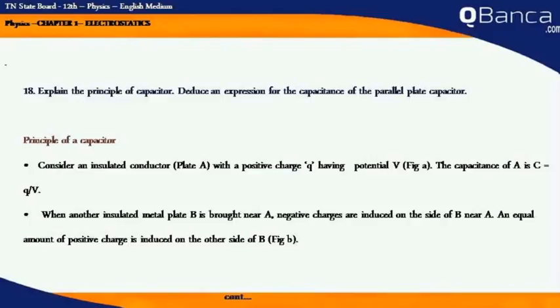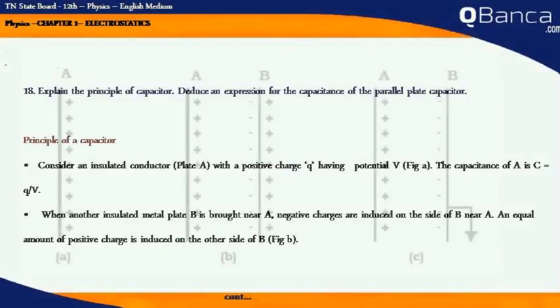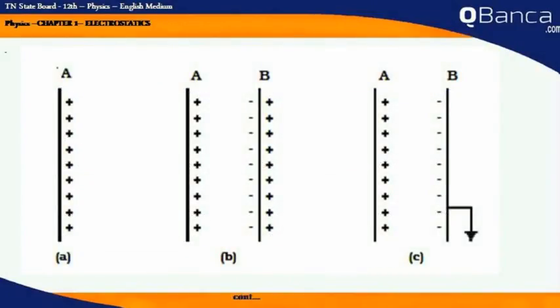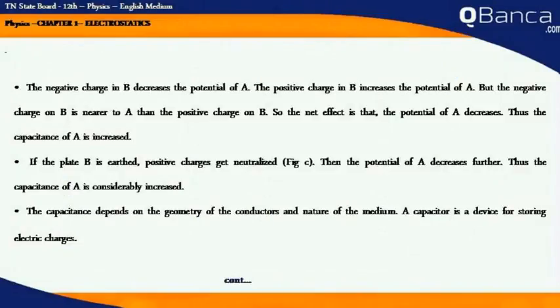When another insulated metal plate B is brought near A, the negative charges are induced on the side of B near A. An equal amount of positive charge is induced on the other side of B. The negative charge on B decreases the potential of A. The positive charge on B increases the potential of A, but the negative charge on B is nearer to A than the positive charge on B.